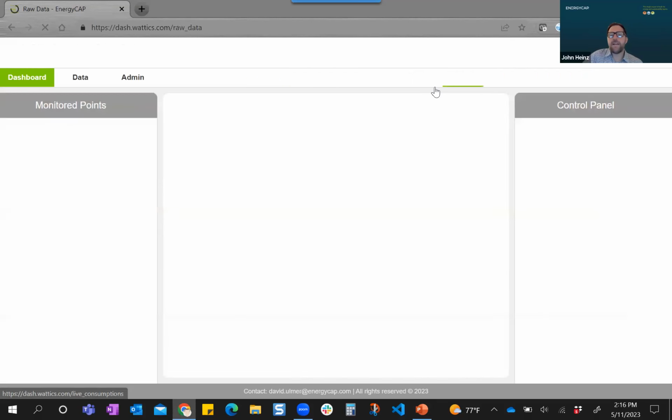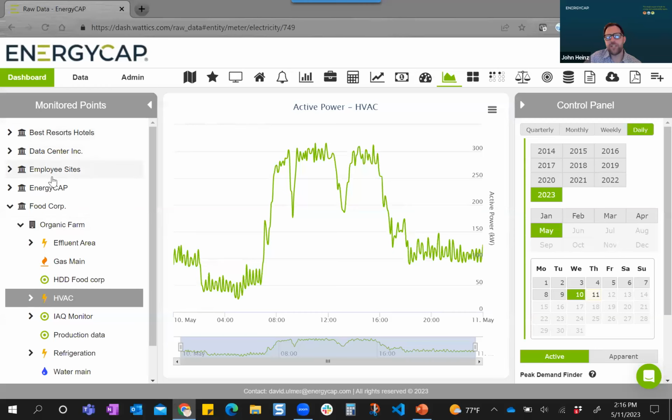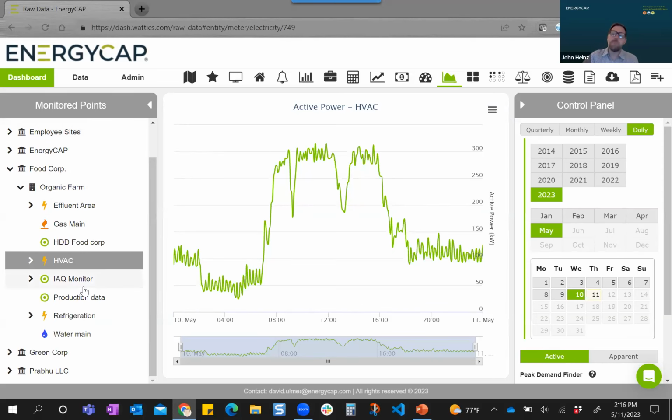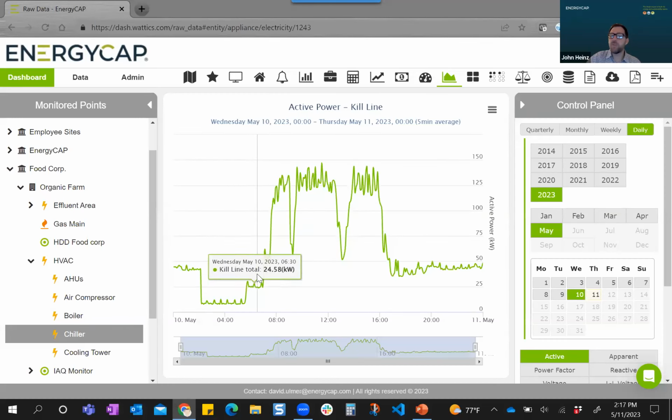The way Wattics is set up is you have a tree structure to your left, which allows you to set up organization layers, buildings, and then underneath buildings, the commodities that you're monitoring or the points that you're tracking. Of those points, you can have subpoints. So in this case, we have a profile of an HVAC system in this building. Underneath the HVAC, we can also then track all the individual components of HVAC. So your air handler unit, air compressor, boiler, chiller, all of those subcomponents.